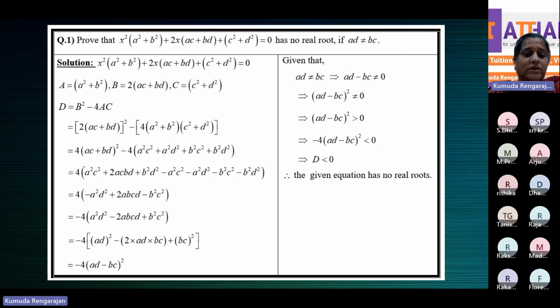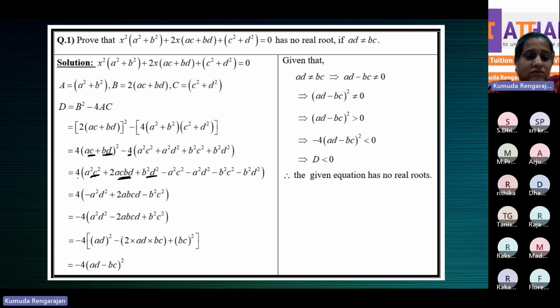Now you can take out 4 common. See here, between this one and this one, 4 is common. So I've taken out 4 common. And what will happen to this when you expand this? A square plus B square plus 2AB. Or you can say that it looks like X plus Y the whole square. So X square plus Y square plus 2XY. X square, Y square, 2 into X into Y. So 2 into AC into BD. So 2ABCD.